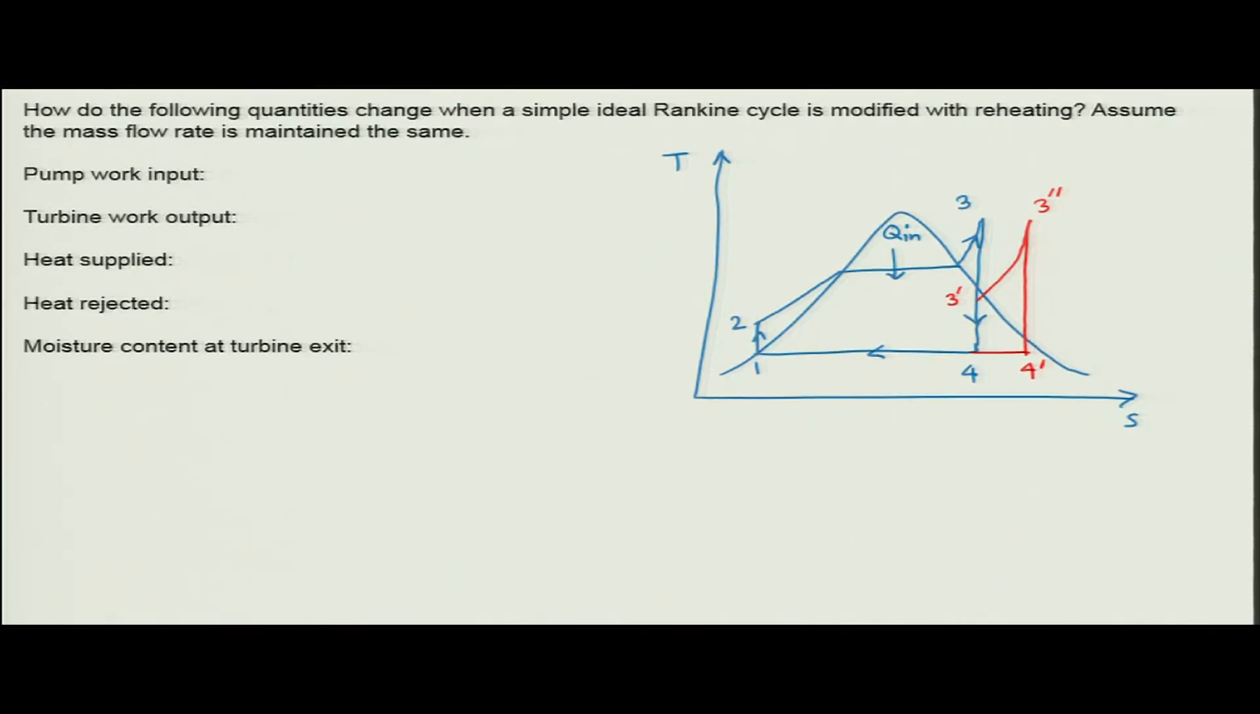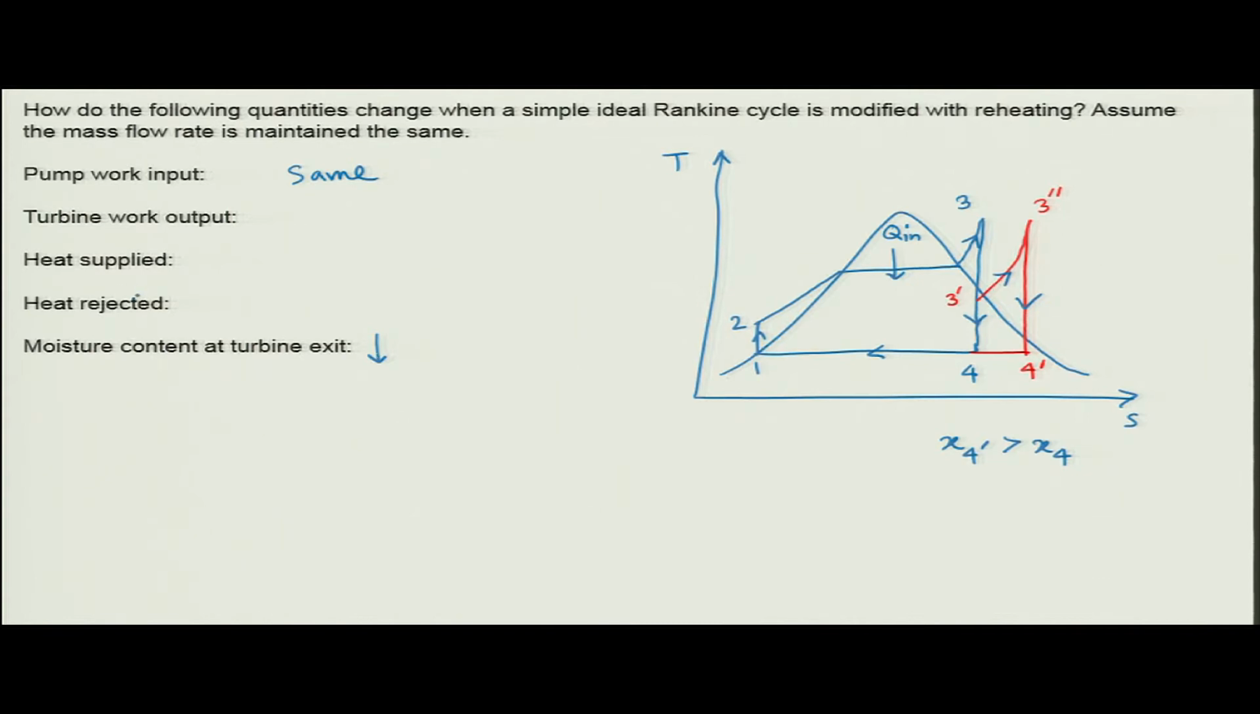Now, what will happen to these quantities? If you see in this reheat cycle, there are 2 turbines. The first turbine is 3 to 3 dash, and then the second is 3 double dash to 4 dash. So, what will happen to the pump work input? Pump work input is basically 1 to 2, which will remain the same. That will not change. Now, what will happen to the moisture content? As you can see, you know that the dryness fraction at 4 dash is more than the dryness fraction at 4. Therefore, the moisture content at the turbine exit will decrease. So, it will have less liquid water.